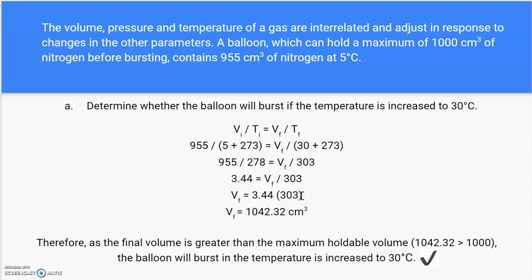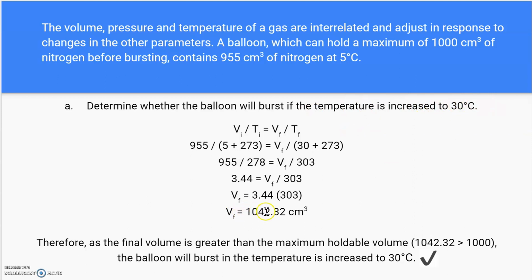Now let's remember that the value we are obtaining here is in centimeters cubed, so that it's easier for us to determine whether the balloon bursts or not. So if we run all this mathematical operation and calculate it, we get that the final volume is equal to 1042.32 centimeters cubed if the temperature of the balloon is increased to 30 degrees.